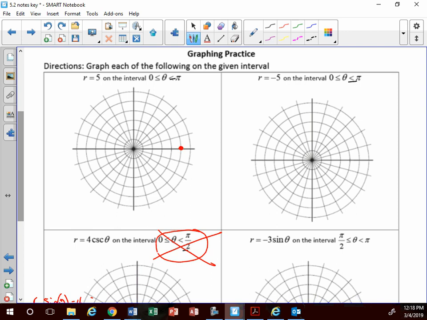From here to here. Hopefully you draw nicer than I can.